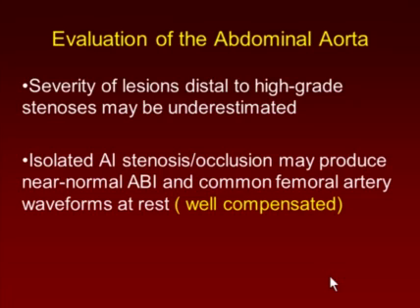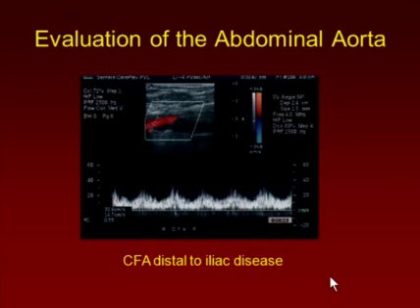Another sort of hampering of this exam is that in the aortoiliac segments, you can have a very severe stenosis in the iliac, or even a short segment occlusion, and if it's really well compensated with collaterals, at rest the ABI may be normal and the common femoral artery near normal, and the only way you'd really uncover that is with exercise or reactive hyperemia. So that may be a limitation of looking at this exam.